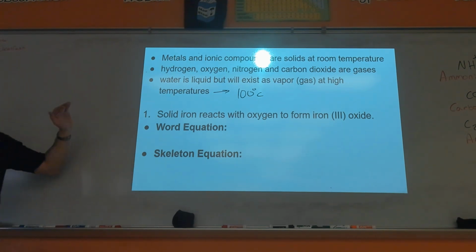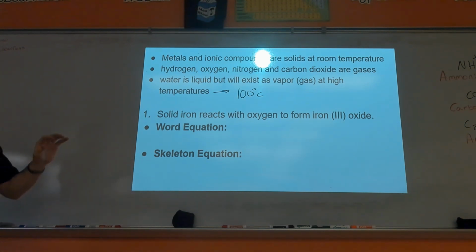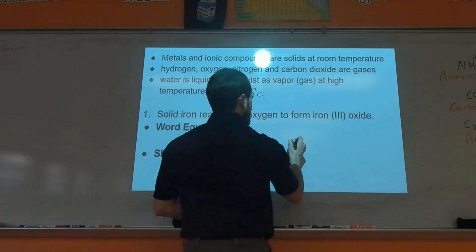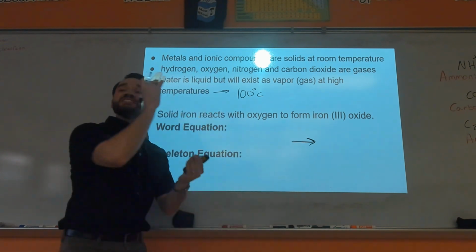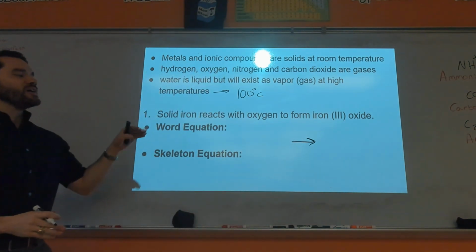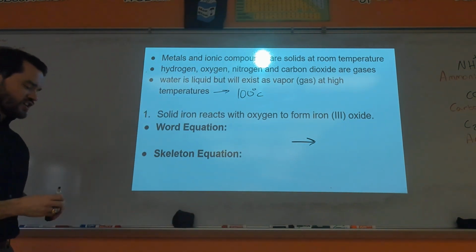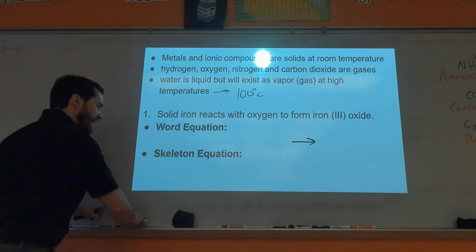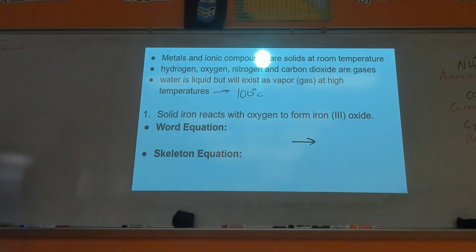So, there you go. All right, so looking at the word equation, they're telling us solid iron reacts with oxygen to form iron 3 oxide. Okay? For all of these, you're going to have an arrow. That arrow is the yields. So what you need to identify is what are your reactants and what are your products. What are you reacting and what are you producing?